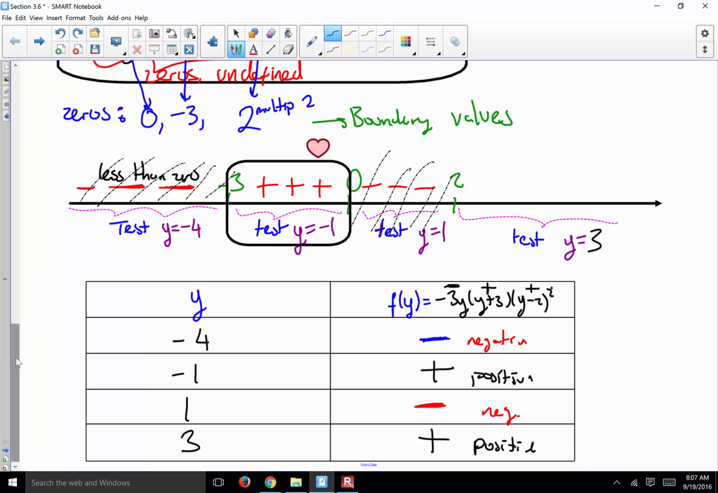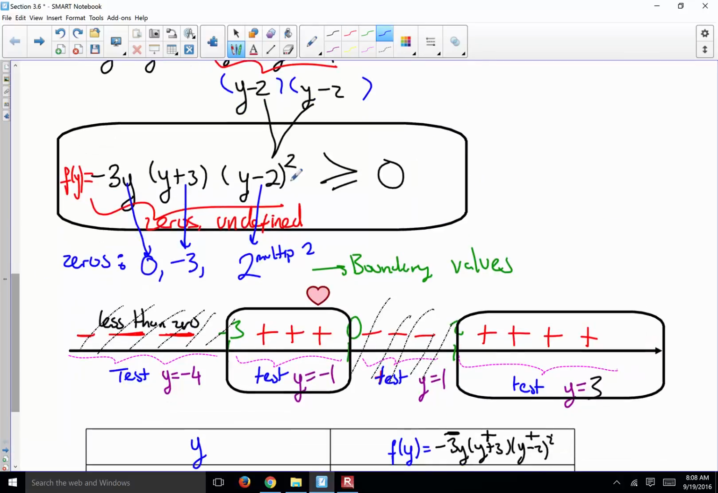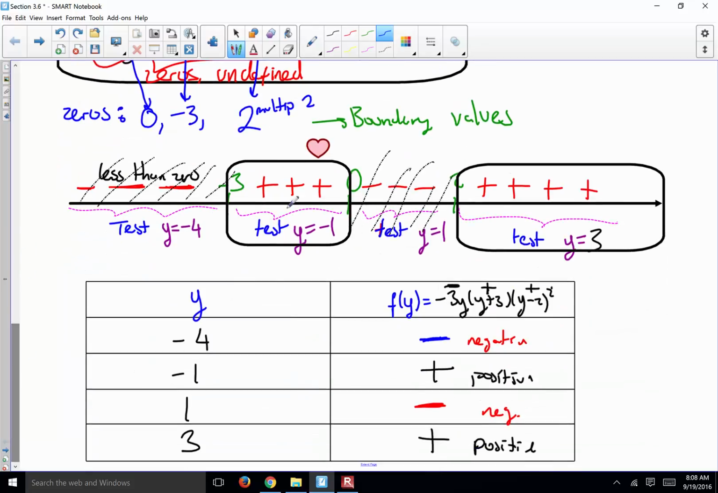Okay, so this is positive. And did you like this region? Yes, I'm going to put this also inside a box because we are looking for what again? We are looking for when this thing is 0 or positive. This sign means you can be 0 or positive. And what regions are positive now?